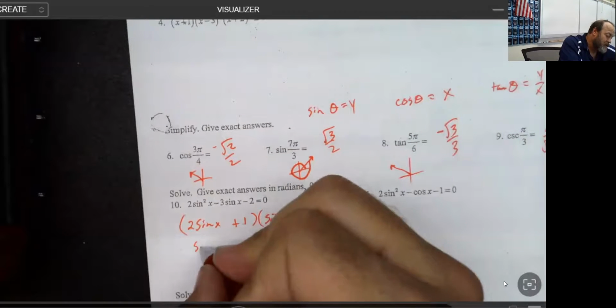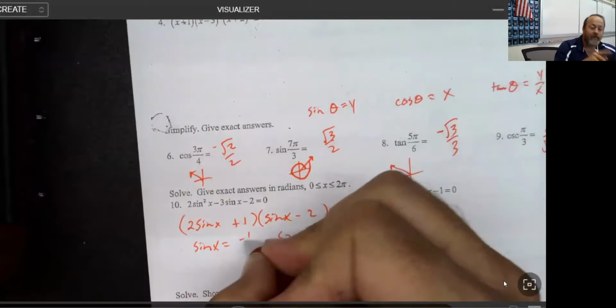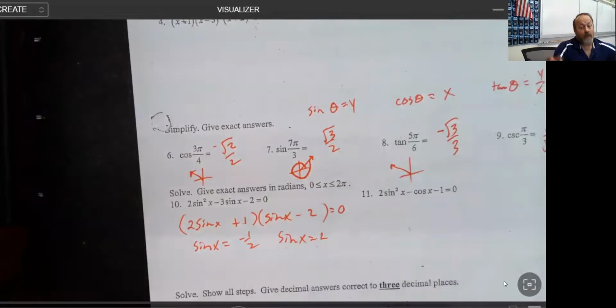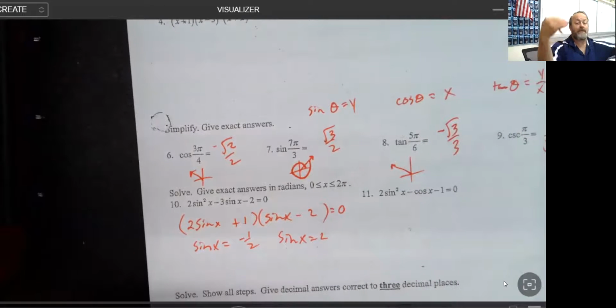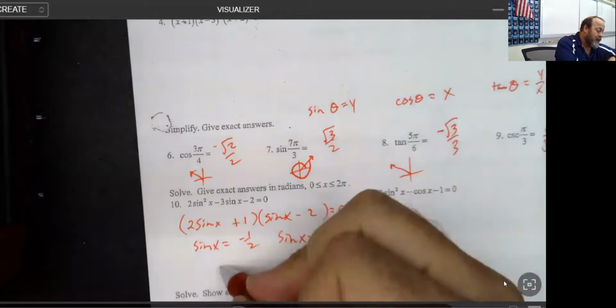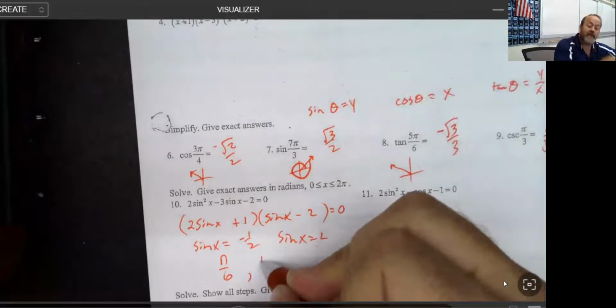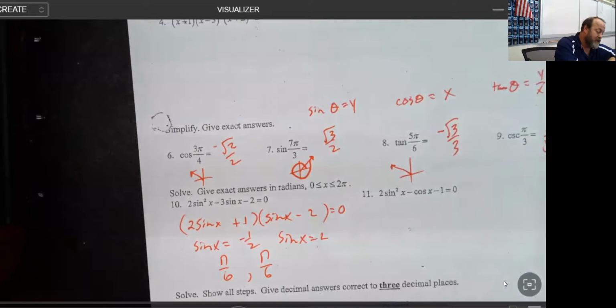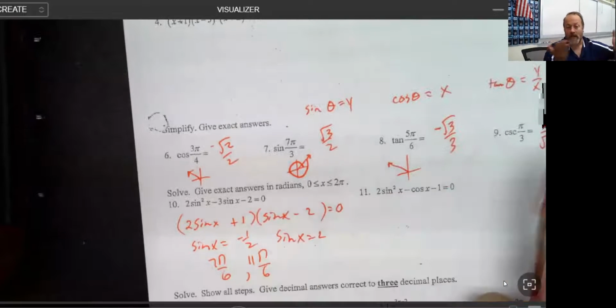But it also happens when the sine of x is negative a half. So again, the sine is the y value. So we know the y values have to be below, so it has to be underneath the x-axis. It has to be versions of pi over 6. That is its reference angle. So that's going to be 7 pi over 6 and 11 pi over 6.